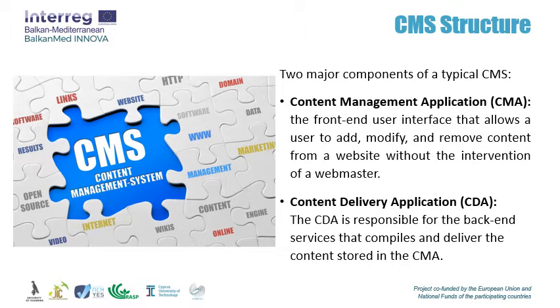A content management system typically has two major components. A content management application, called CMA, is the front-end user interface that allows a user, even with limited expertise, to add, modify, and remove content from a website without the intervention of a webmaster and without ever needing to have knowledge of HTML or programming languages. A content delivery application, called CDA. The CDA is responsible for the back-end services that compile and deliver the content stored in the CMS.